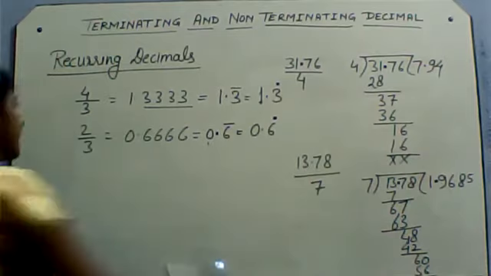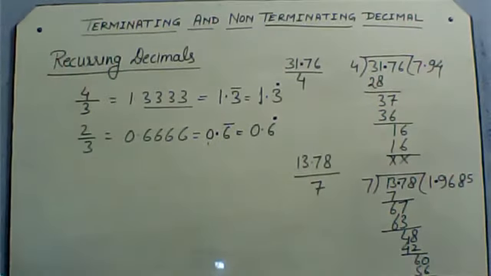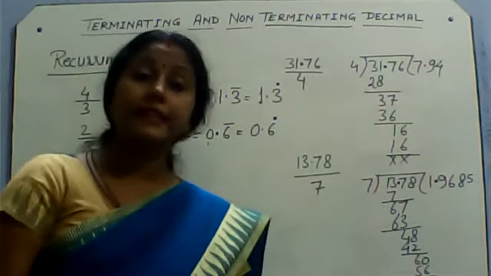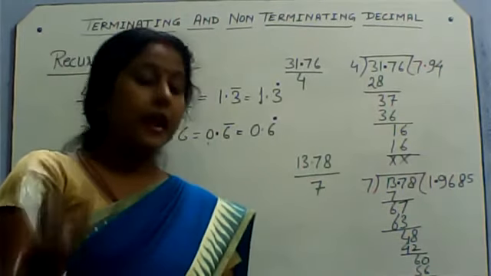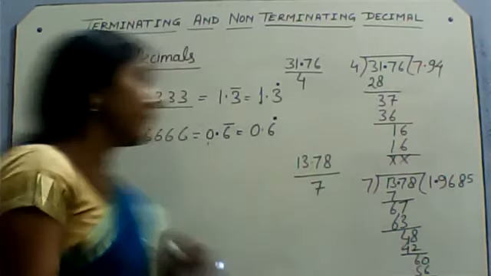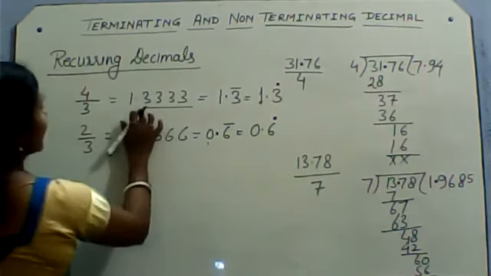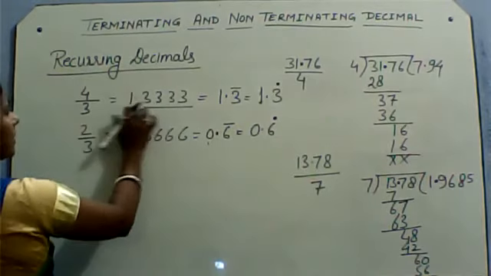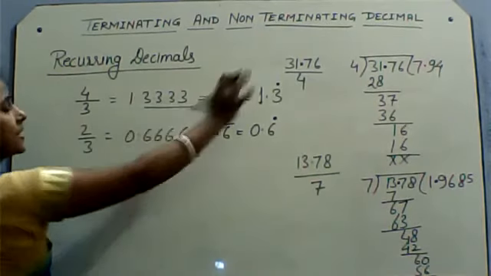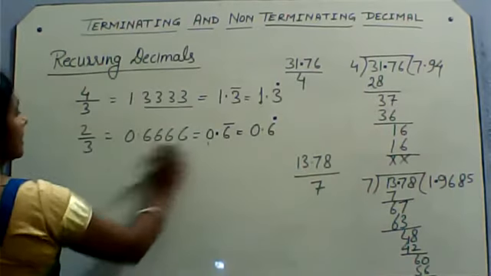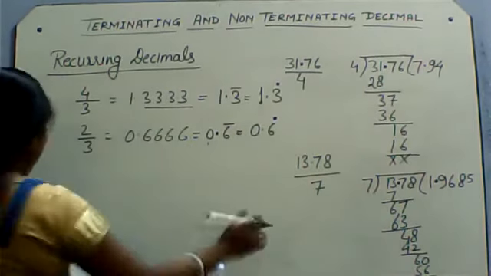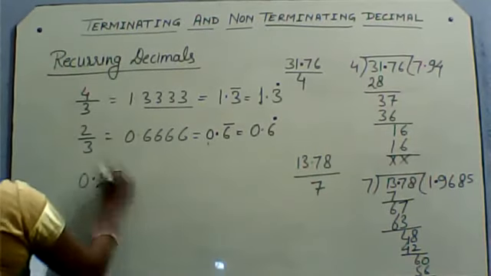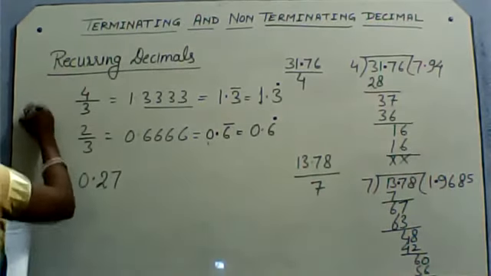Okay? And in recurring decimals there are two types: pure recurring decimals and mixed recurring decimals. Pure recurring decimals are those in which all the decimal parts are repeated. Suppose 1.333, only 333 is there, it is repeated. Here 66 is repeating. But if you see 0.27, these are pure recurring.